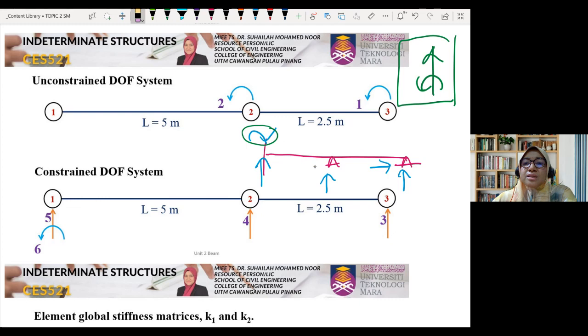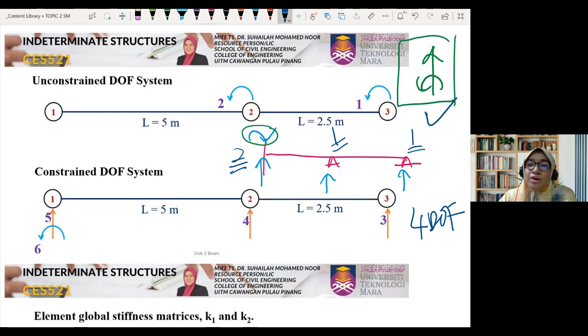Okay, we will not count this, and we also will not count this. So we have two at node number 1, one at node number 2, and one at node number 3. So the total is 4 degrees of freedom in the constraint system. So we have to put the degrees of freedom here.